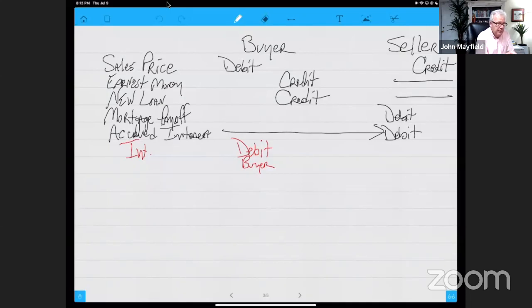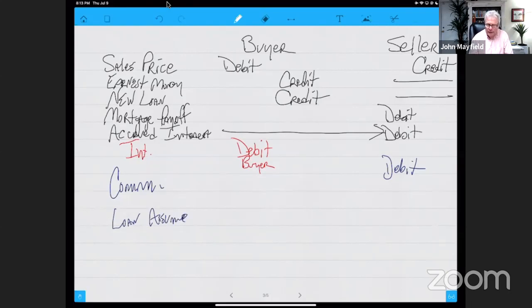Commission, we had that one, didn't we? That's always going to be a debit to the seller. Most of the other things they would have here, you could see a loan assumption. We'll talk about that more next week, because with a loan assumption, it's just like the buyer getting a new loan. It's going to be a credit to the buyer, but it's also going to be a debit to the seller.